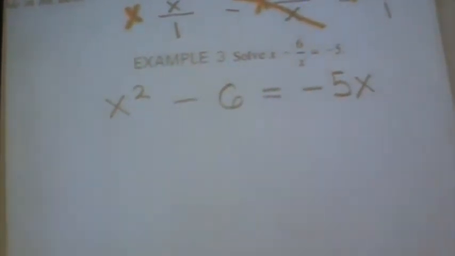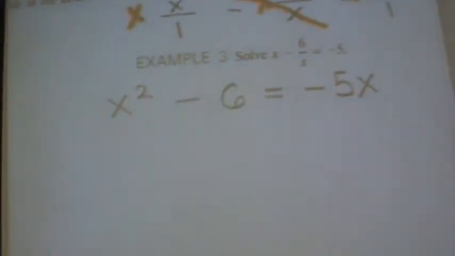So what do you have here? x squared minus 6. Negative 5. Wait, why isn't it negative 5x? It is, I forgot. Thank you, D'Angelo. Now this is a quadratic equation. So the other 2 were linear, this is quadratic.